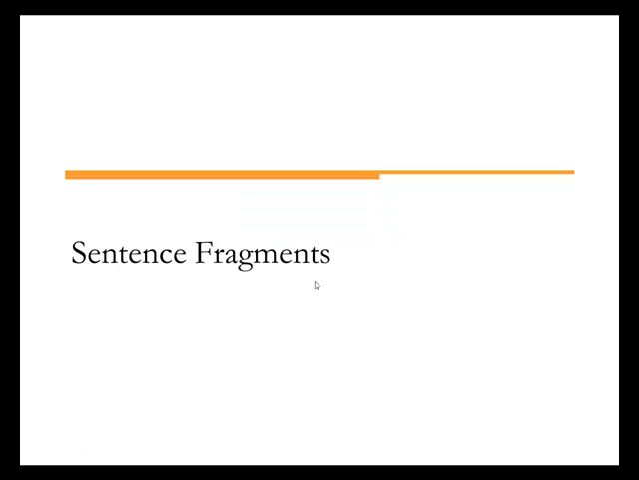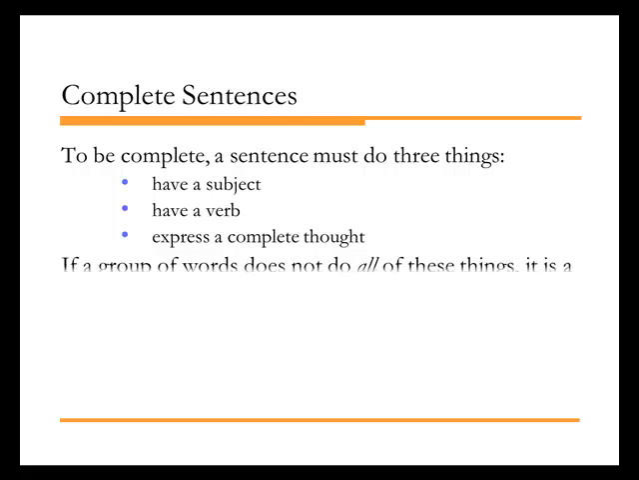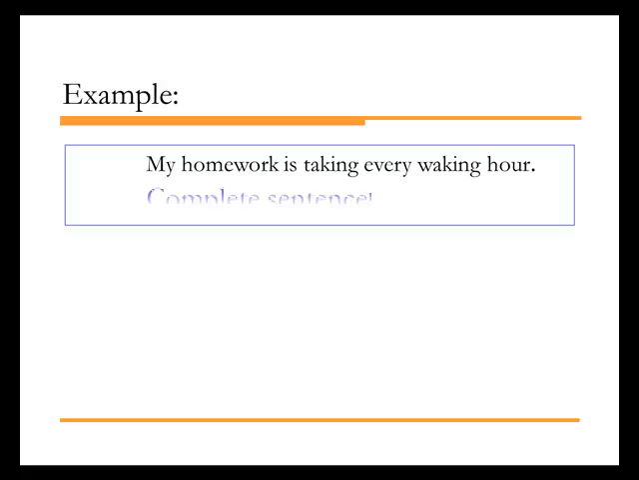Sentence fragments. To be complete, a sentence must do three things or have three parts. It must have a subject, a verb, and it must express a complete thought. If a group of words does not do all of these things, it is a fragment, and we need to avoid fragments.